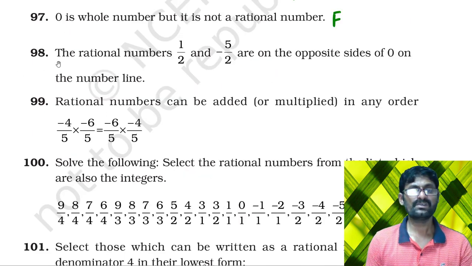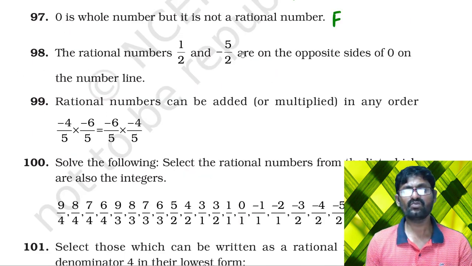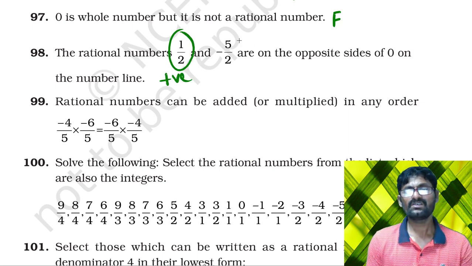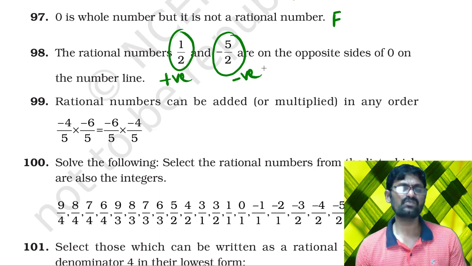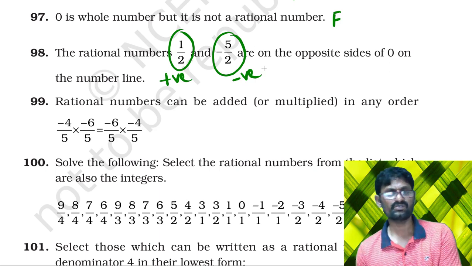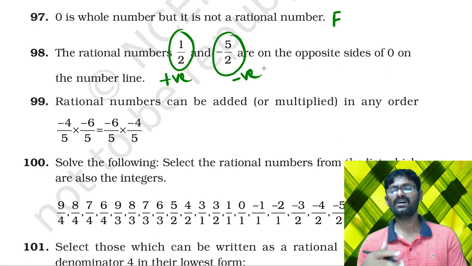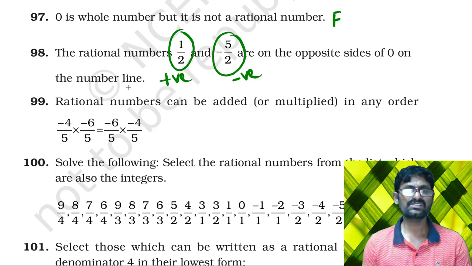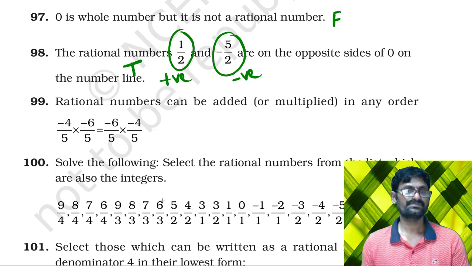Next, 98th problem. The rational numbers 1 by 2 and negative 5 by 2 are on the opposite sides of 0 on the number line. Yes, correct. 1 by 2 is a positive rational number, whereas negative 5 by 2 is a negative rational number. Negative 5 by 2 will be to the left of 0, whereas 1 by 2 is to the right of 0. So these two will be on the opposite sides of 0, but not at equal distances, be sure. So this is a true statement.